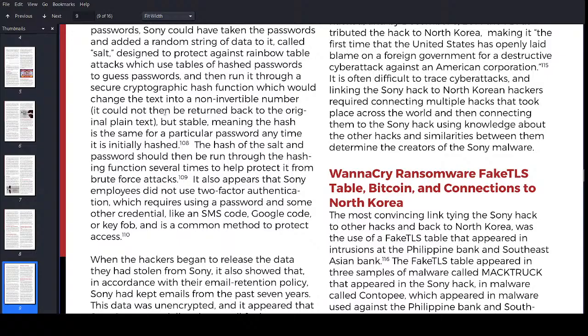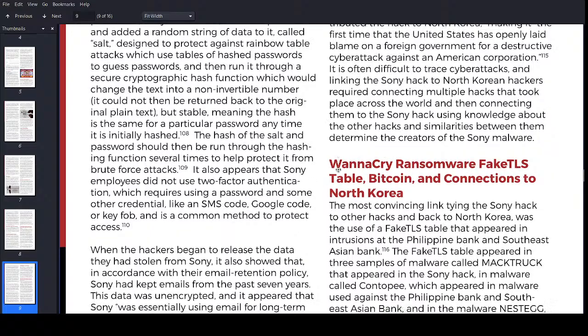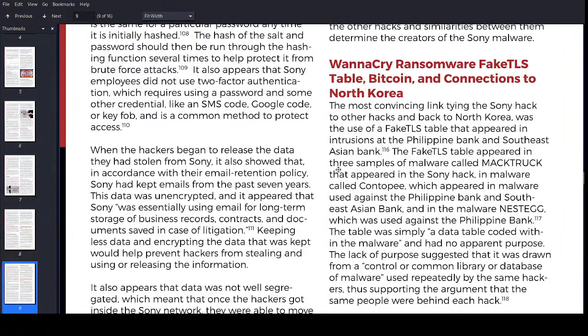It could not then be returned back to the original plain text, but it is stable, meaning the hash is the same for a particular password anytime it is hashed. The hash of the salt and password should then be run through the hashing function several times to protect it from brute force attacks. It also appears that Sony employees did not use two-factor authentication.